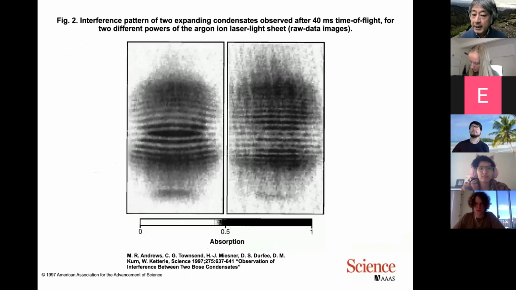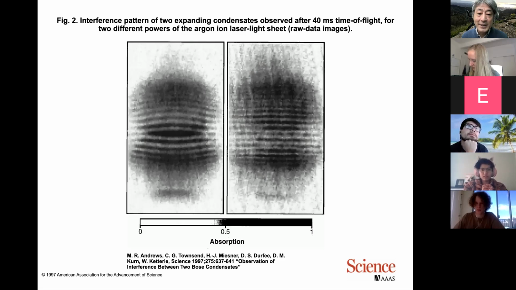Are you talking about heating up the Bose-Einstein condensate? No, like how do you observe the Bose-Einstein condensate without adding too much energy such that it transitions out of being a Bose-Einstein condensate?